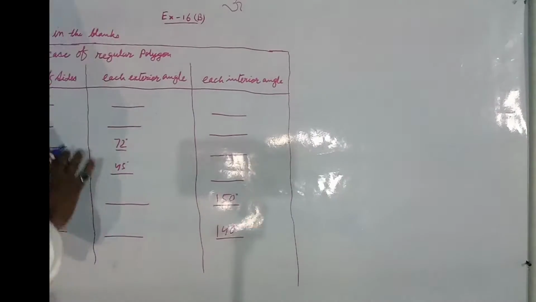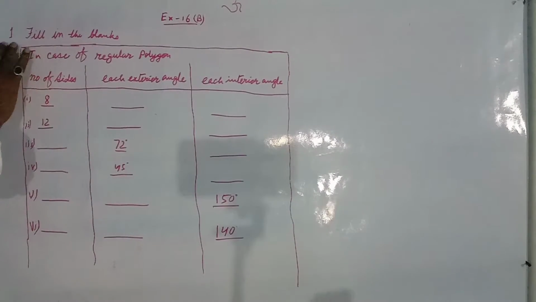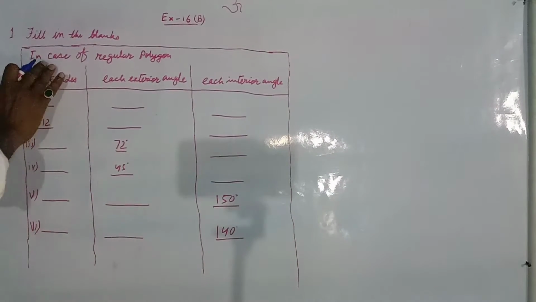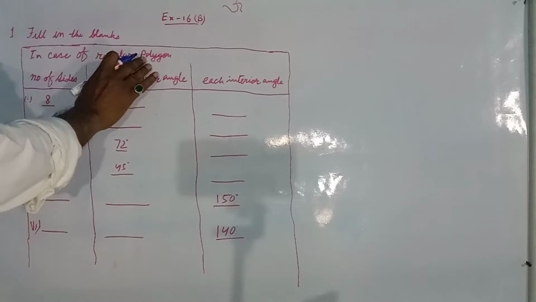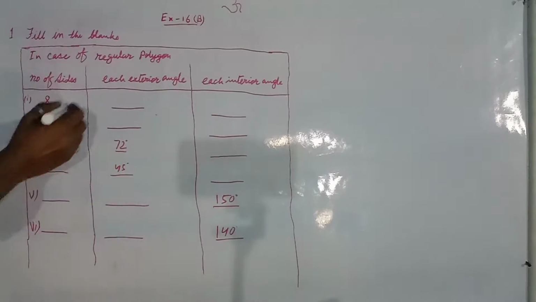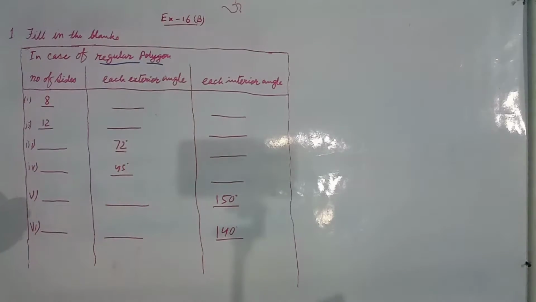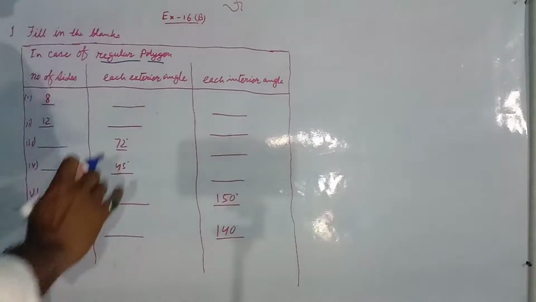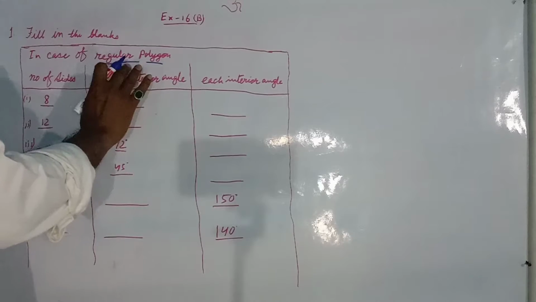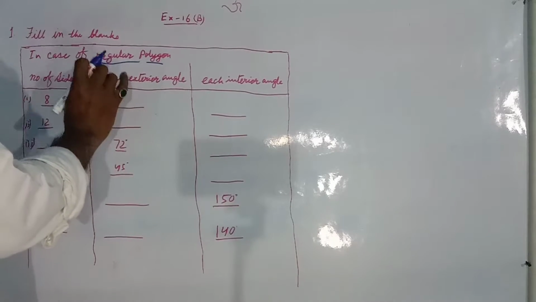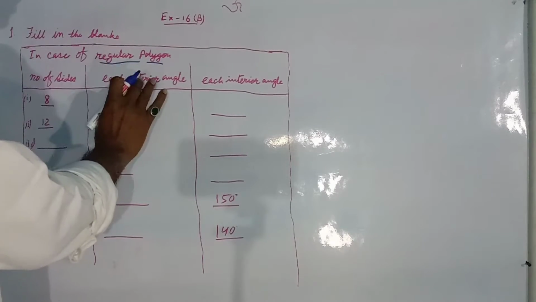Now students, come to the point. Question number 1 is fill in the blanks, given in the case of a regular polygon. So first we must know what a regular polygon is. A polygon, you know, is a closed figure with more than two sides, and regular means all sides are equal. A regular polygon is a polygon whose all sides are equal.